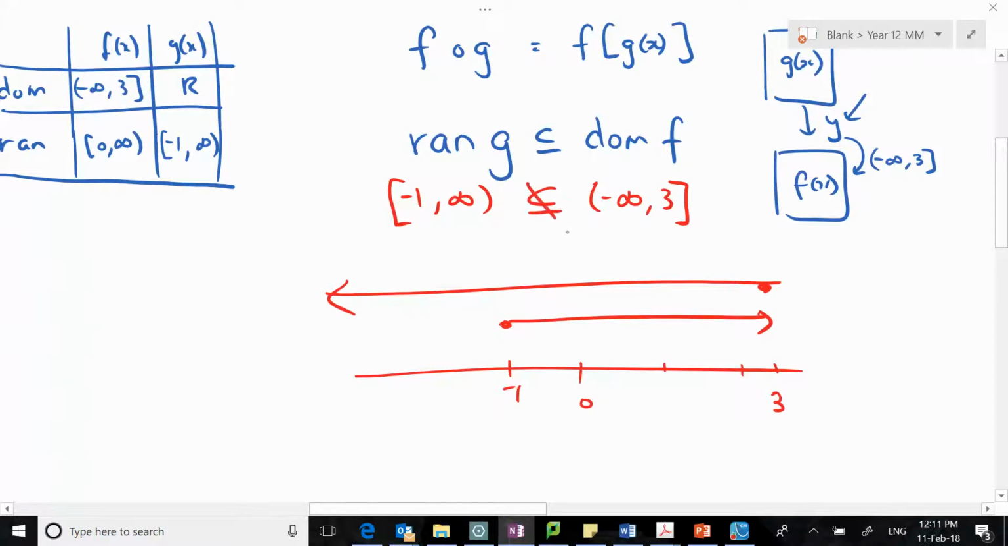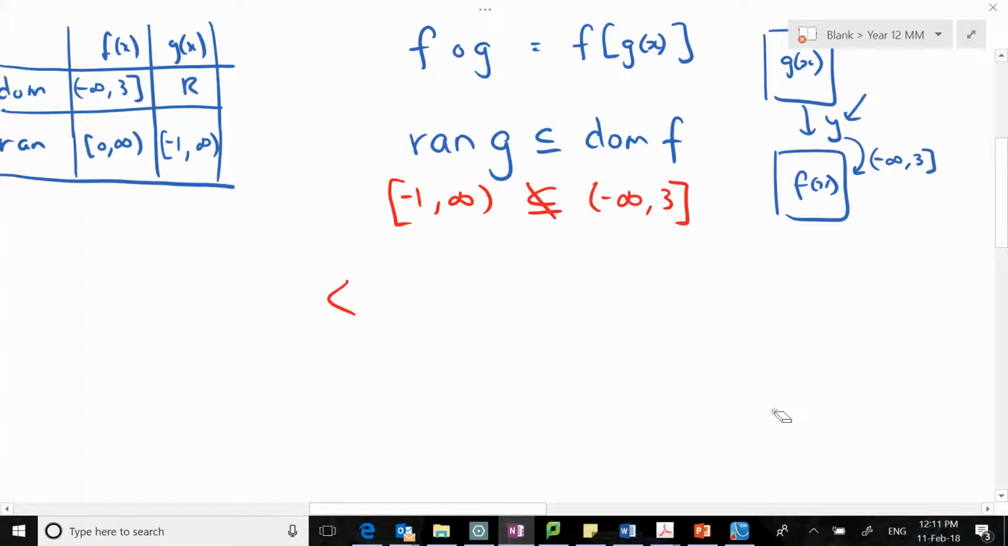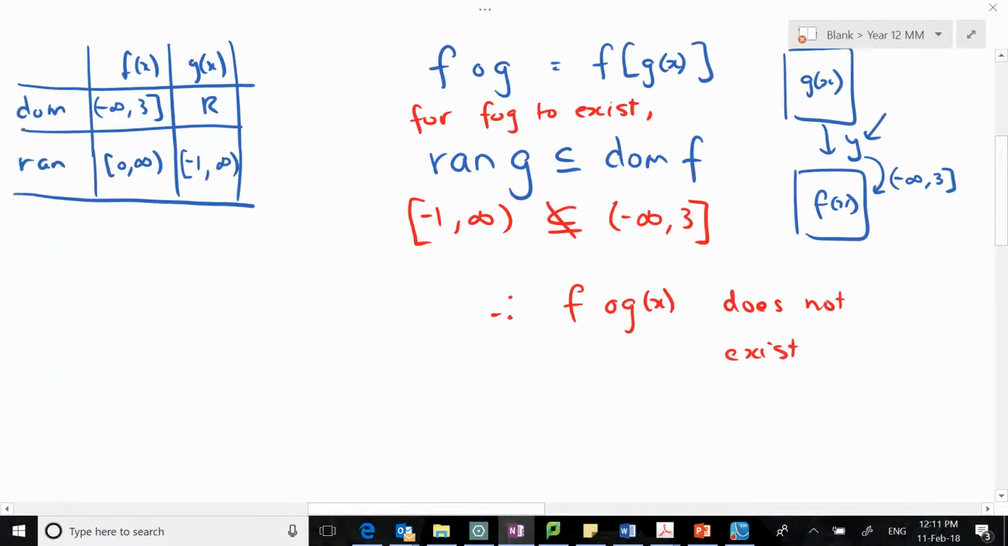So therefore, here you always got to say for f of g to exist, range of g must be a subset of the domain of f, therefore f of g of x does not exist. Okay, so I've done question 8a.